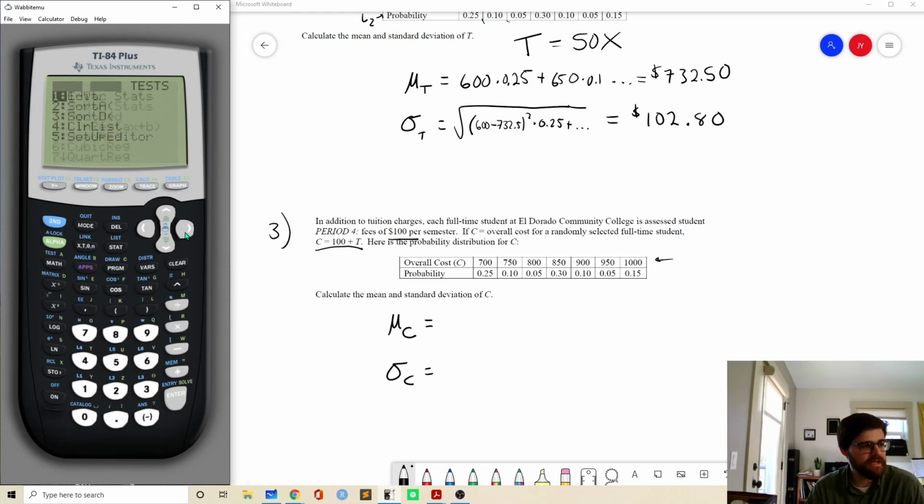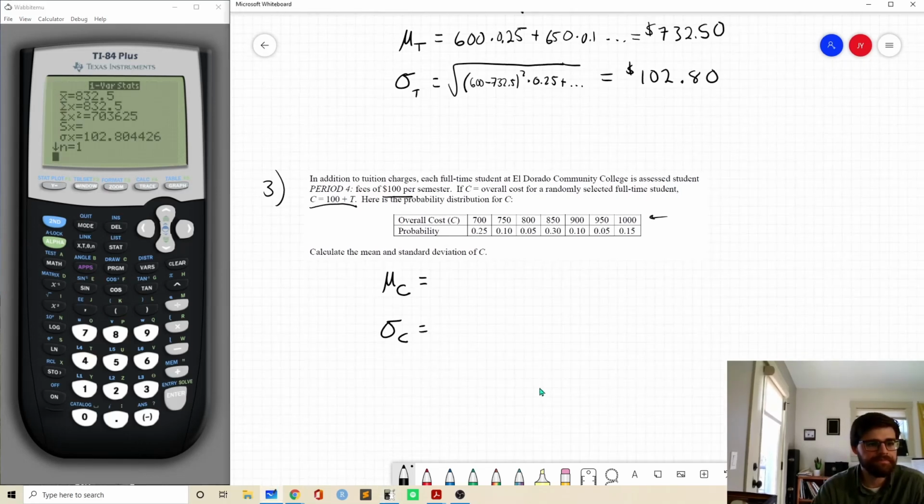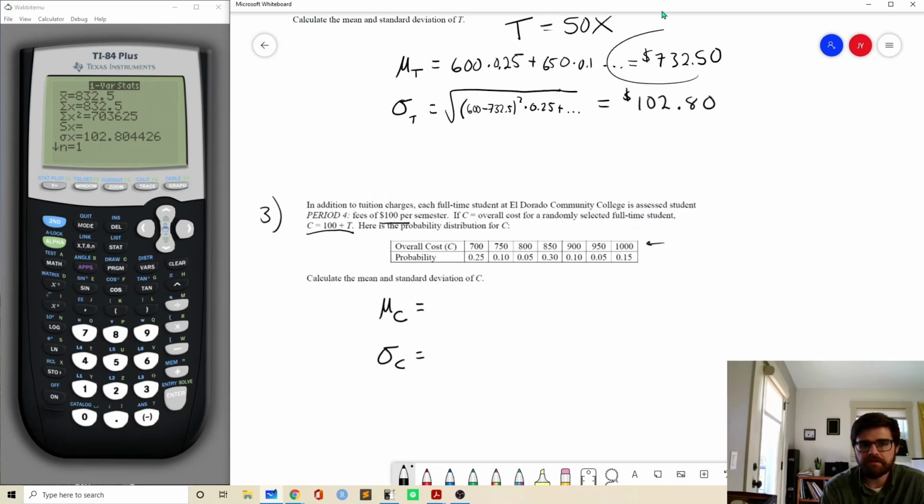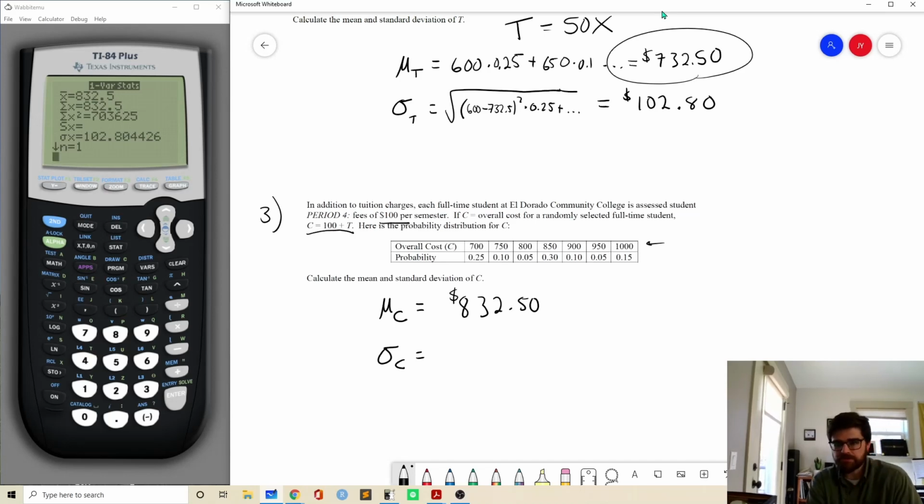And we'll run one var stats one last time here with our last data. All right, so if you guessed that our mean would go up by $100, since we're just adding $100 to each value, then you're correct. If we add $100 to every value, every outcome of our random variable, then the average is just going to go up by 100. Now, if you thought the standard deviation was going to go up by 100, then you're wrong. You didn't remember that adding or subtracting to a distribution does not affect the spread.